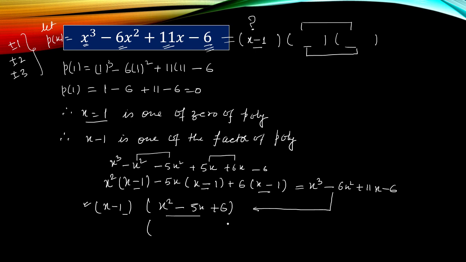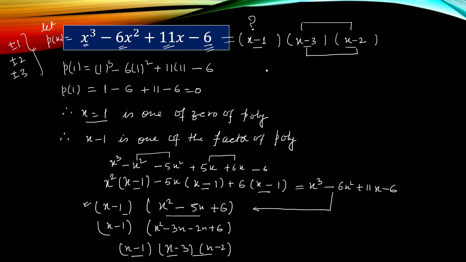So we will use here splitting the middle term. So we can see here minus 5x can be split in the parts of minus 3x and minus 2x. Plus 6 remained as it is. X minus 1 remained as it is. So we can get here x minus 3 should be one of the factors, and the next factor should be x minus 2. And now x minus 1 is already a factor. So these are three factors. So second factor is x minus 3 and third factor is x minus 2. These are the final factors of the polynomial.